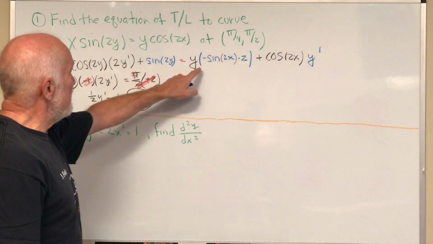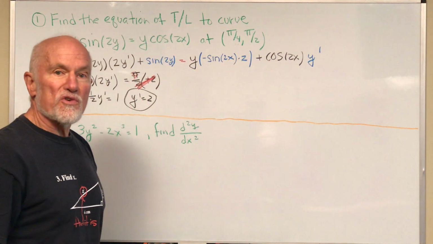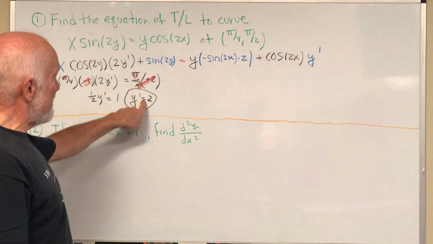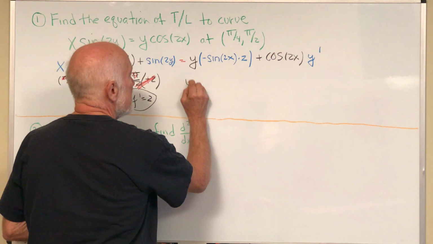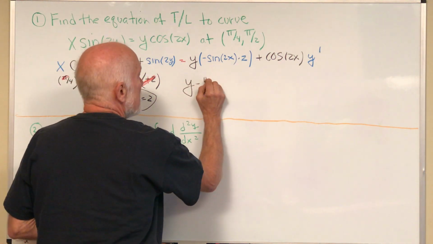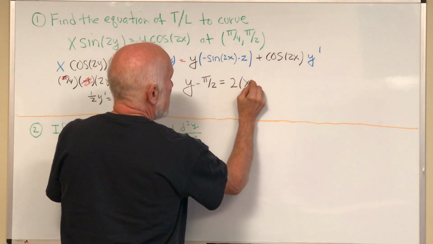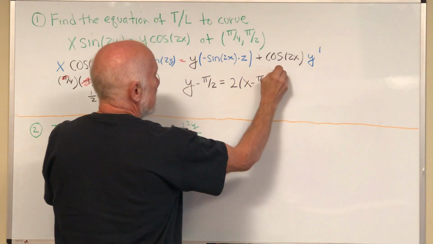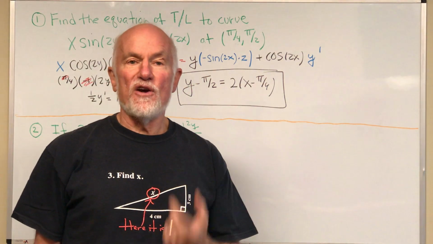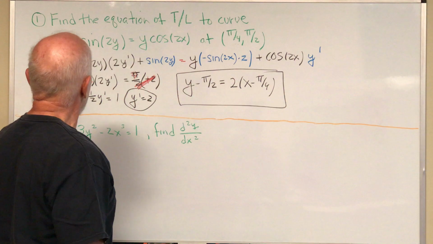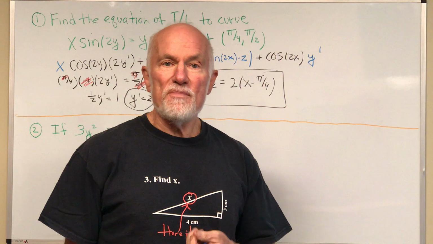We got rid of a lot of the algebra we had to do because it turned out that 2 of those terms turned out to be 0. Now that I have the slope, can I write the tangent line? Use the point slope form. y minus pi over 2 equals the slope times x minus pi over 4. And we found the tangent line on a very complicated relationship between x and y. And we had to be careful, but it wasn't all that bad.